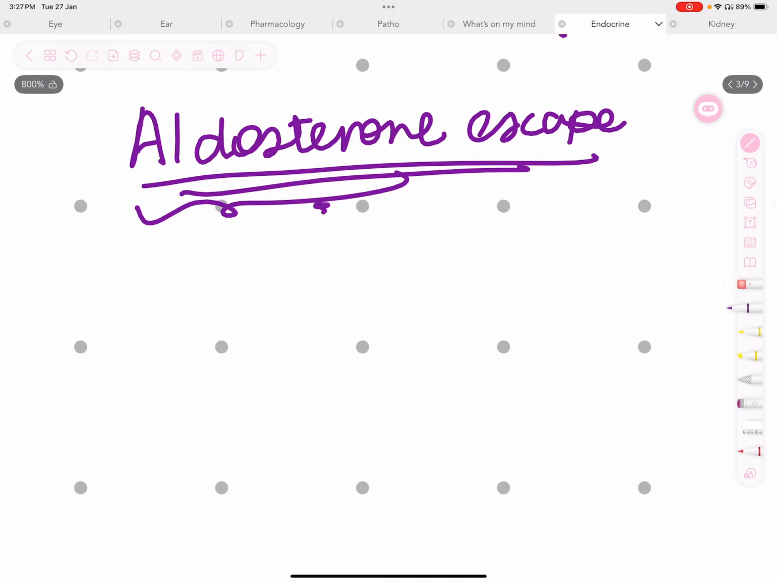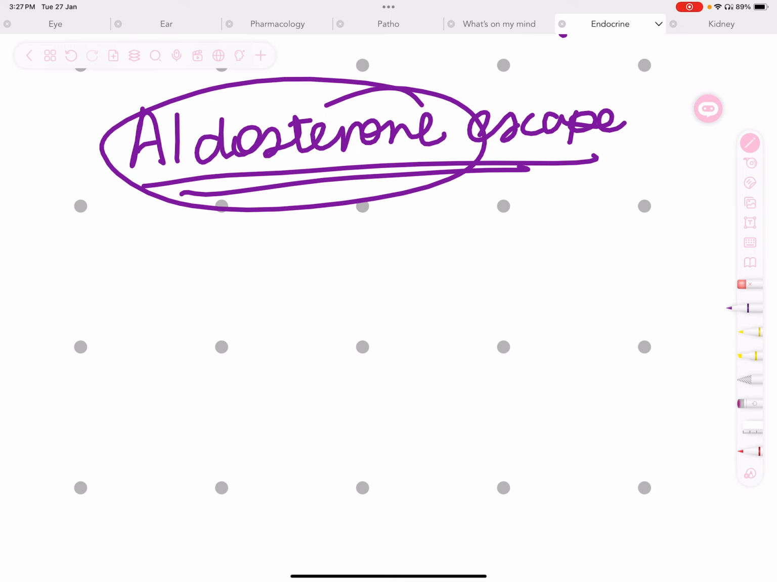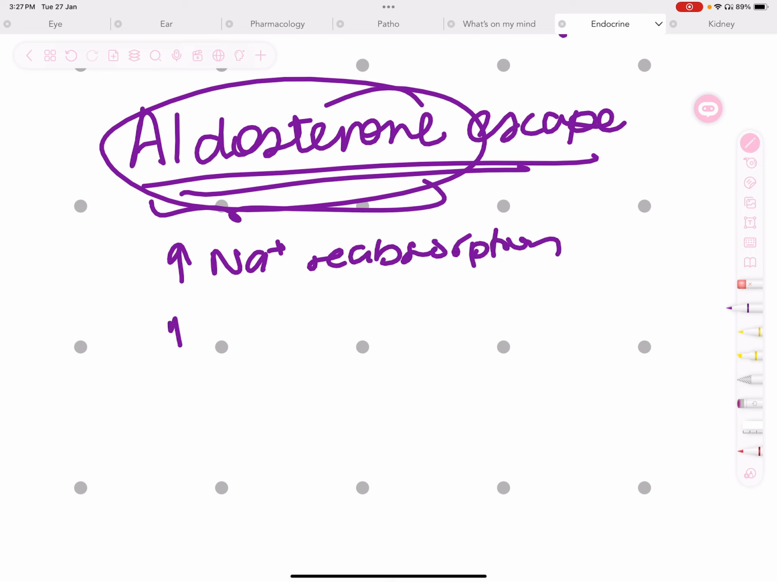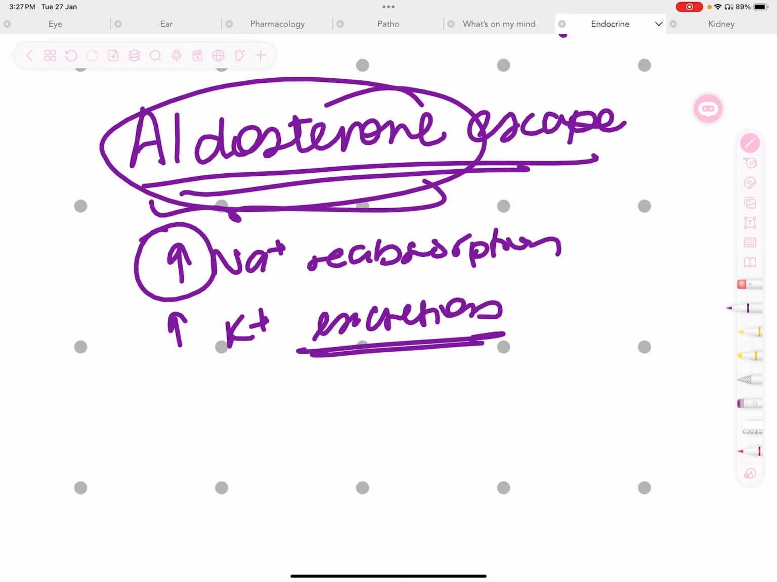Hi everyone, so we're studying about aldosterone escape. So what happens in the aldosterone escape? Before that, we need to understand what aldosterone does. It increases sodium reabsorption and it does what? It increases potassium excretion. So it's going to cause excretion of potassium and it's going to increase the sodium reabsorption.